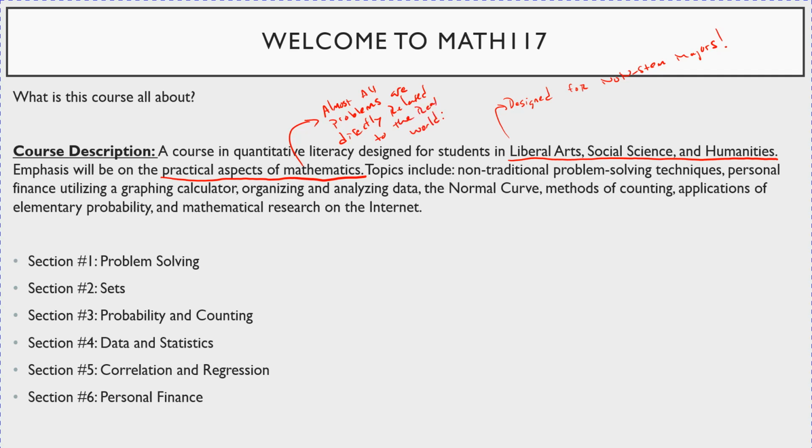Okay, so these are the topics we're going to work through. We're going to talk about problem-solving techniques, personal finance using a graphing calculator. I'll also show you some methods not necessarily using the graphing calculator, but the graphing calculator will be really important for the course. Organizing and analyzing data, if you think about it, data's everywhere in the real world. So this is going to be about taking a raw set of data, how you organize it, and then how you can analyze it. The normal curve, methods for counting, applications of elementary probability, and a little bit of mathematical research on the internet.